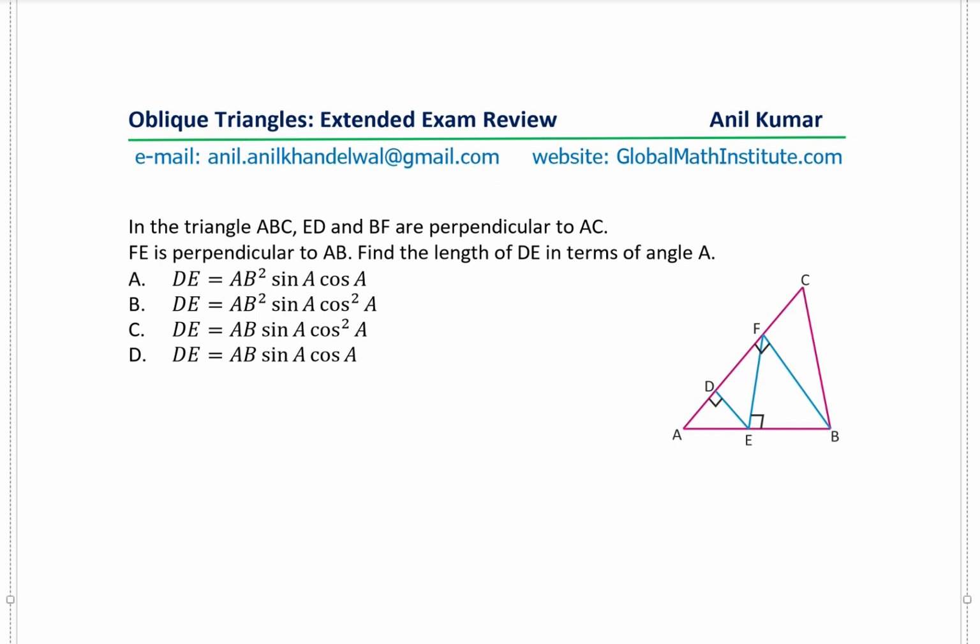We are taking some extended exam review questions. Here we have a right oblique triangle.